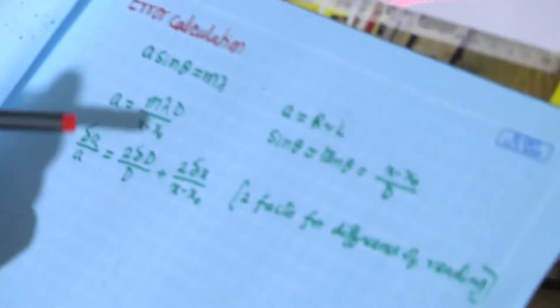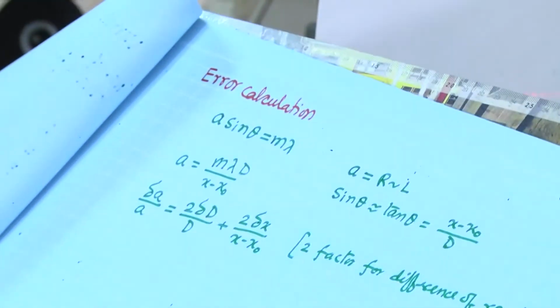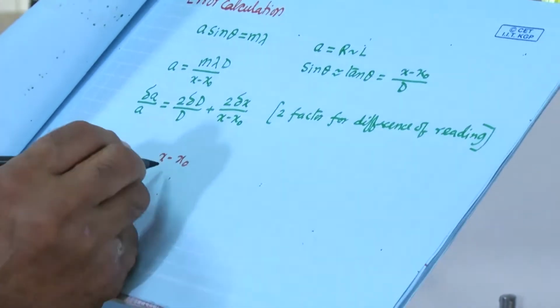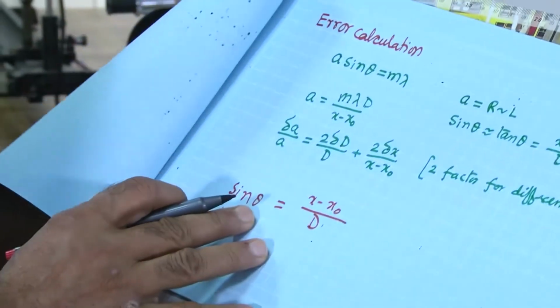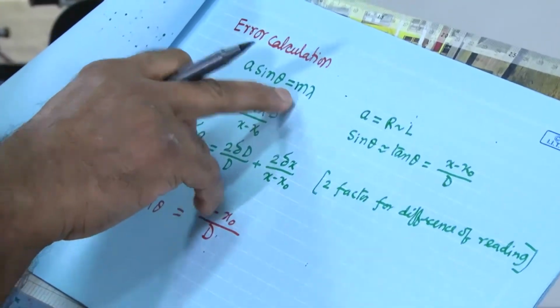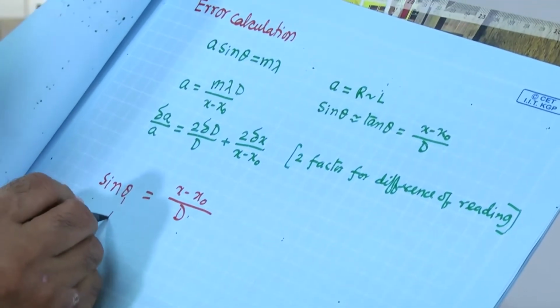Here I would like to show you what you get in this formula. As I showed you, A sin theta equal to m lambda, and sin theta equals x minus x 0 divided by d. From here you can see that for a particular order, for m equal to 1 this angle is theta 1, and for m equal to 2 this angle is theta 2.